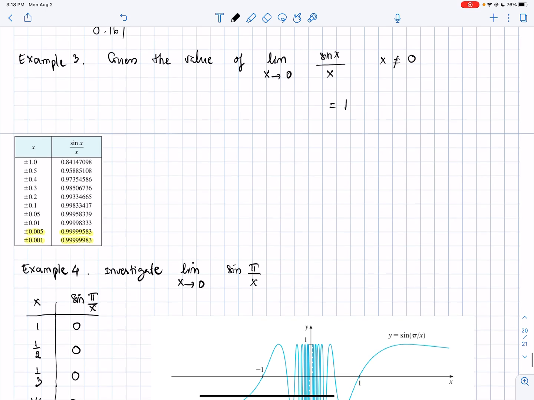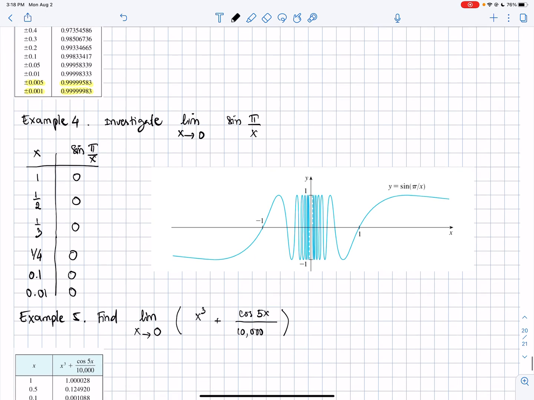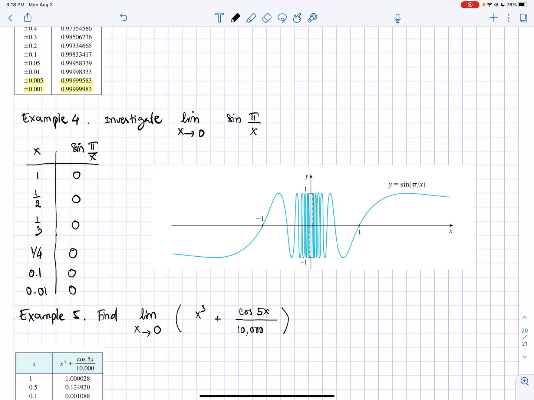In example number 4, we want to investigate the limit of sine pi over x when x approaches 0. So we use values of x: 1, 1/2, 1/3, 1/4, 0.1, 0.01. And we see that the value of y is all 0. So we may think the answer will be 0, but it is the wrong answer.